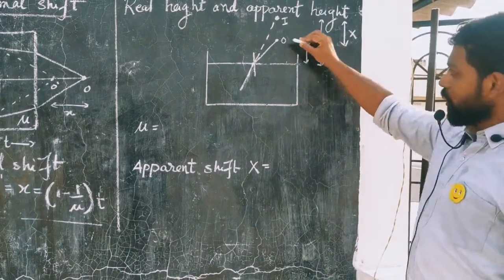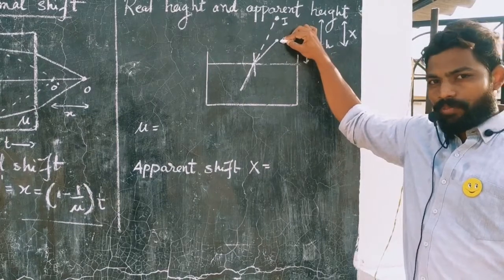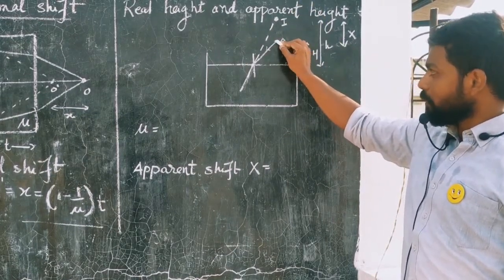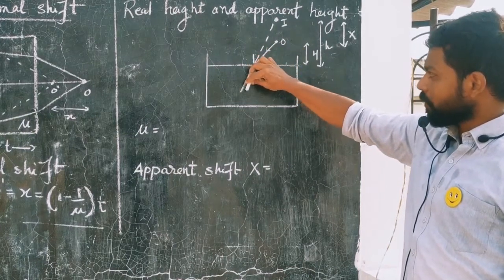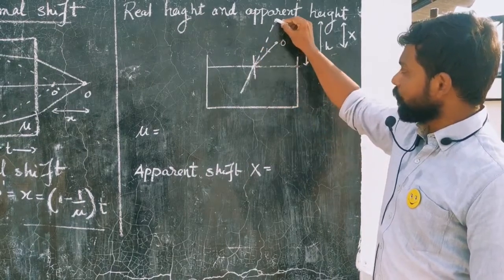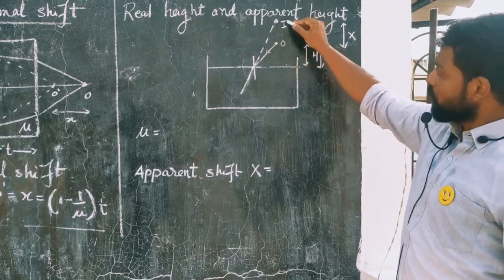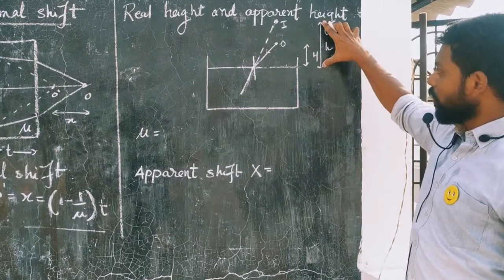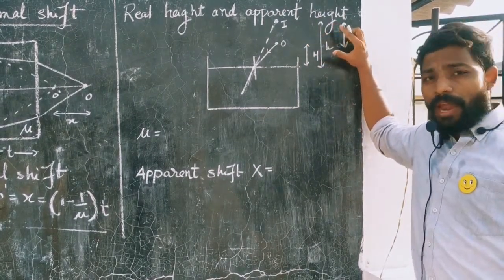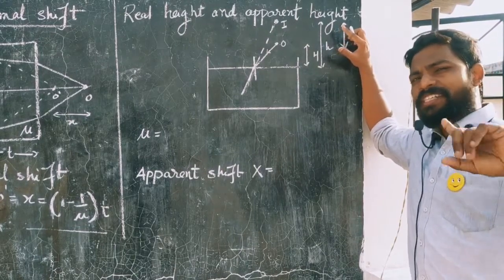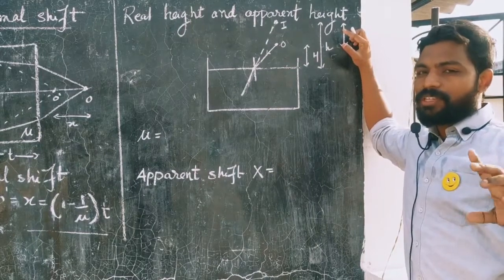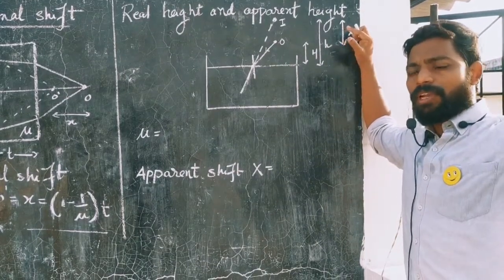Let us say originally the bird is here, but the fish feels the bird is actually here because the light which is coming from that bird is bending, and when it is bending, the fish feels it is somewhere here. The bird is actually here. So this is the apparent height and this is the real height. You can see real height is less than the apparent height, and the fish feels the bird is at a greater height. That is the reason when the fish is watching the bird, it feels the bird is very far away from me, it cannot catch.